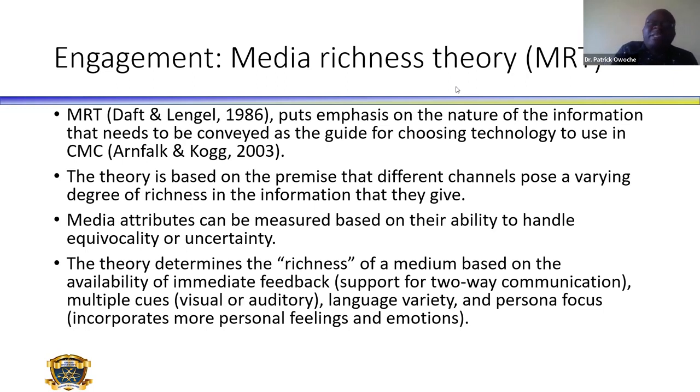Media attributes can be measured based on their ability to handle equivocality or uncertainty. The theory determines the richness of a medium based on availability of immediate feedback. That is, does the medium support two-way communication? Multiple cues, visual or auditory, language variety, and personal focus. That is, it incorporates more personal feelings and emotions.